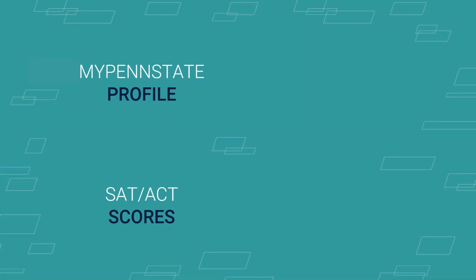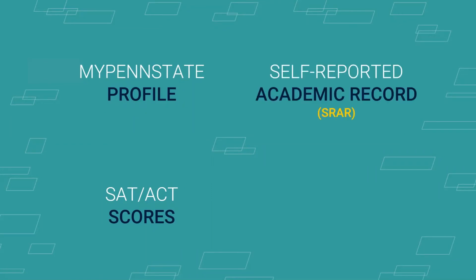If you indicate that you do not want to have test scores used in your application process, then you would not see that as a checklist item. However, what everyone will see as a checklist item in their My Penn State profile is your self-reported academic record, or SRAR. The self-reported academic record is your opportunity to show us what kind of a student you have been in high school.